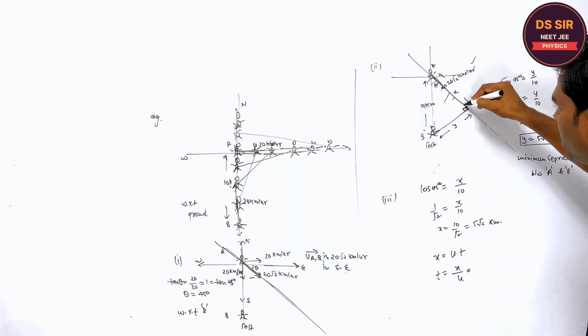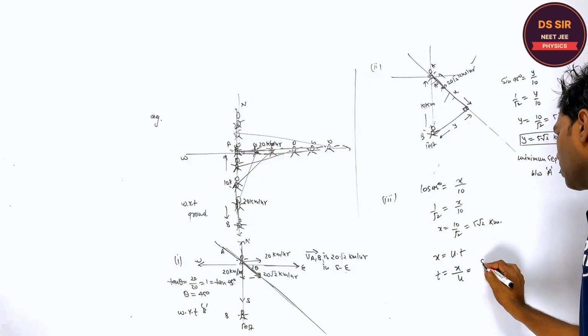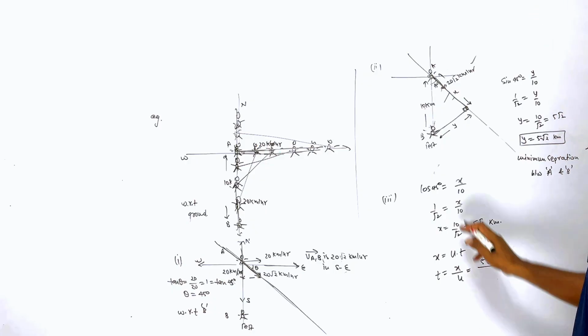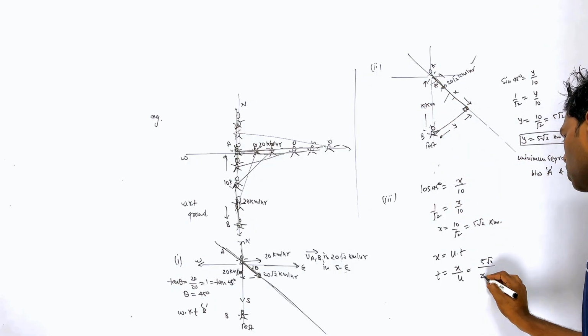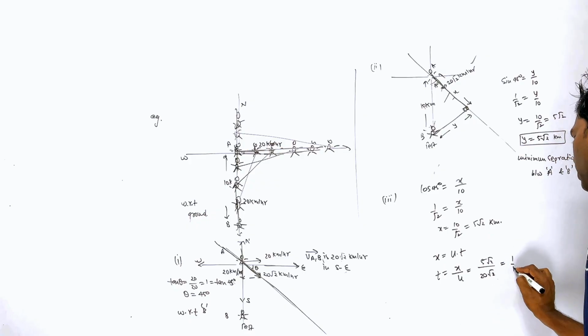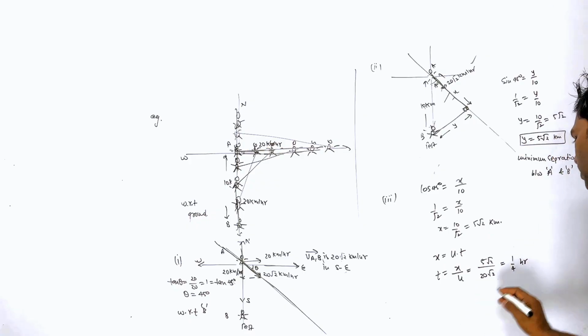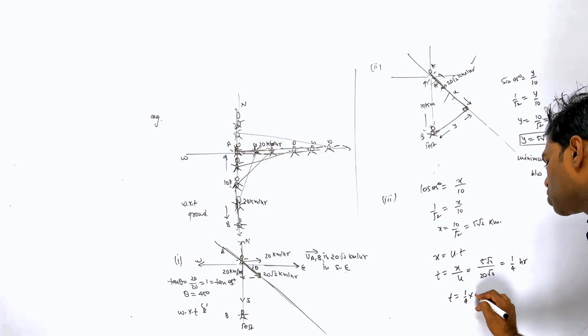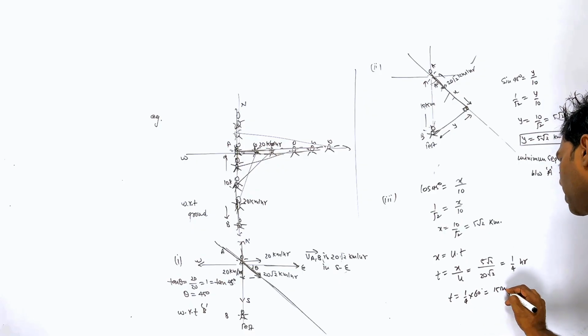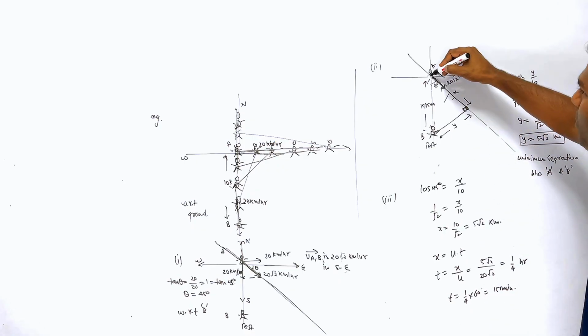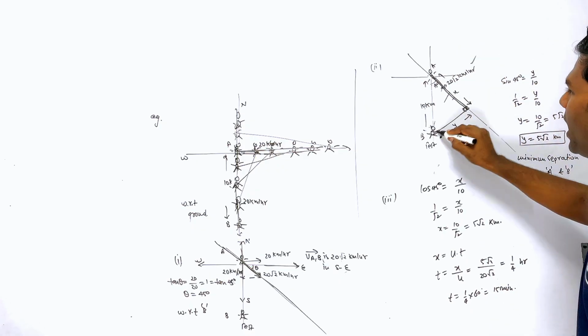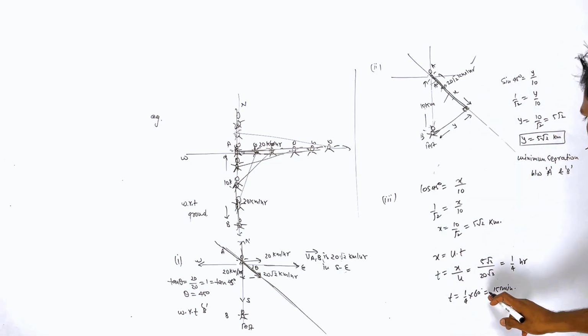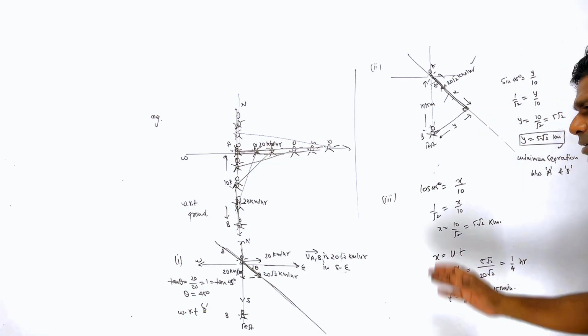What is the distance they covered? They covered 5 root 2, and by what speed are they moving? 20 root 2. It is 1 by 4 hour. 1 by 4 hour means 1 by 4 into 60 is equal to 15 minutes. So after 15 minutes, the persons A and B are at the minimum separation, and the minimum separation between them will be 5 root 2 kilometer, right. Copy this.